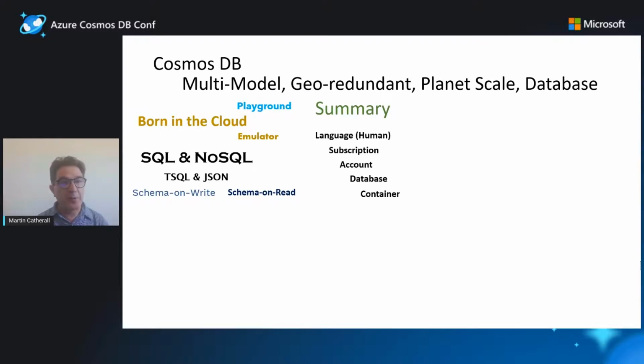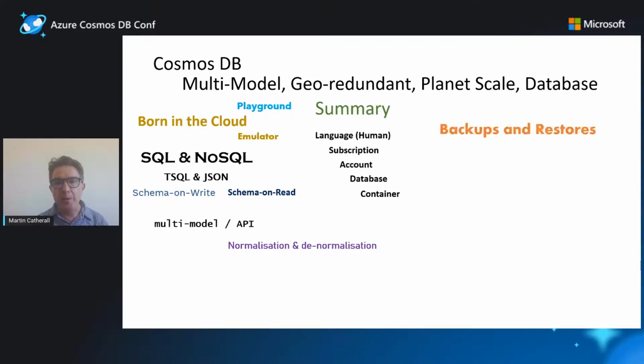Cosmos uses JSON, not T-SQL. The language, the subscriptions, the account, the database, the containers rather than the instance, and the database and the stored procedures. Multi-models and APIs we have. Denormalizing and denormalizing, not such a big deal in the NoSQL world.